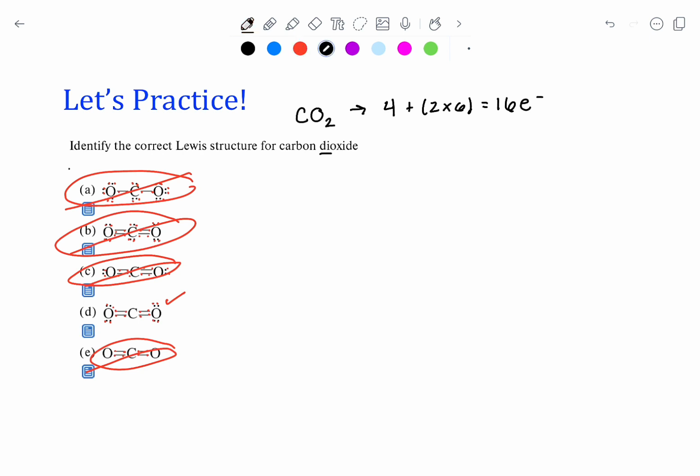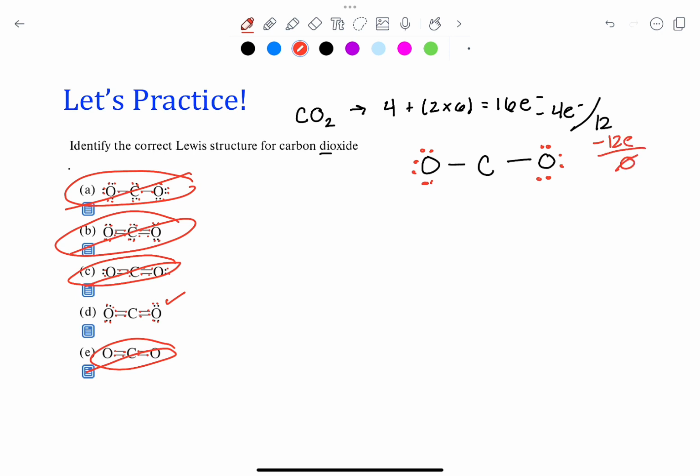But we can double check and keep practicing drawing our Lewis structures. So we know that there are 16 electrons in total. Carbon is our central atom that's bound to 2 oxygens. So that used up 4 electrons. So I have 12 left. Those 12 are going to go on my oxygens. That used up all 12 electrons, so I have none left.